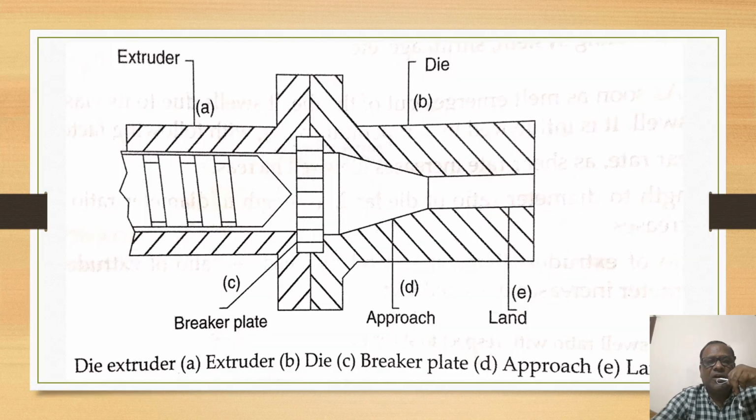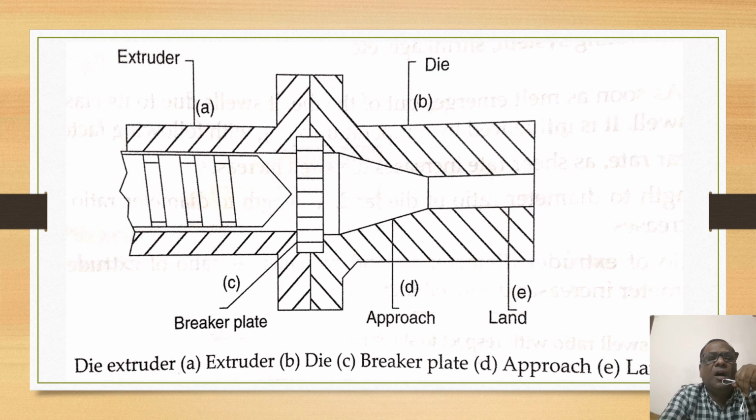Before going into the different parts of the die, let us see this diagram. In this diagram, what is happening? It is showing how a die is connected with the extruder. The left part of the diagram is showing the extruder part, and the right side of the diagram is showing the die part. Again, the die part has certain sections. That one only we'll talk about today.